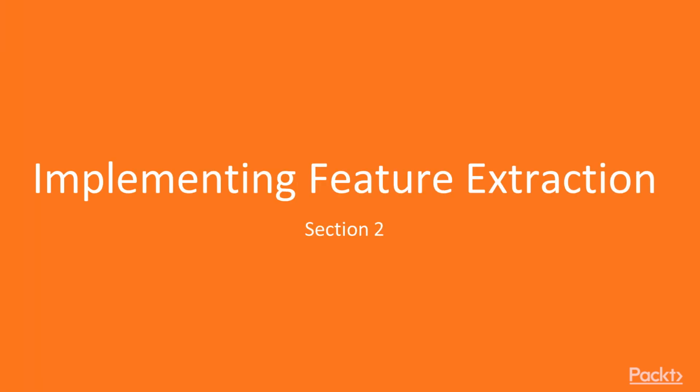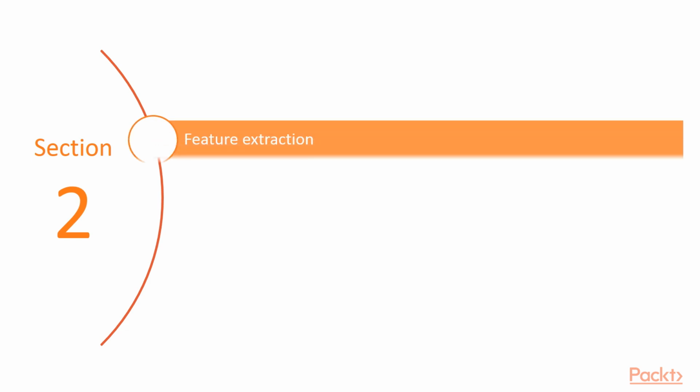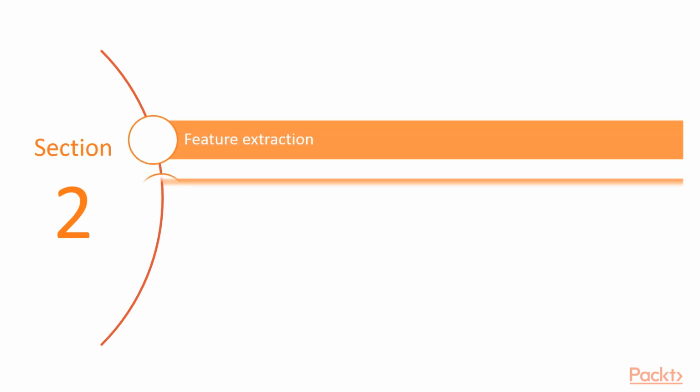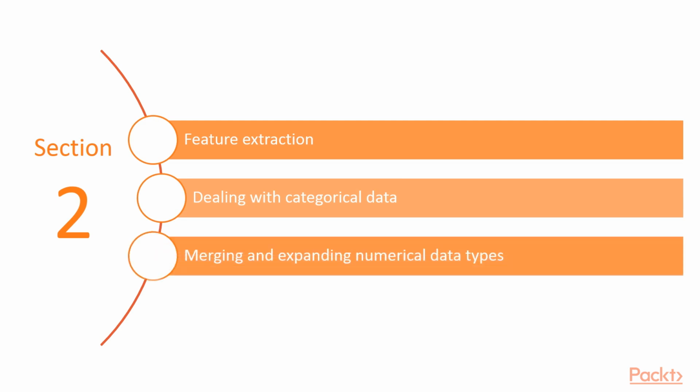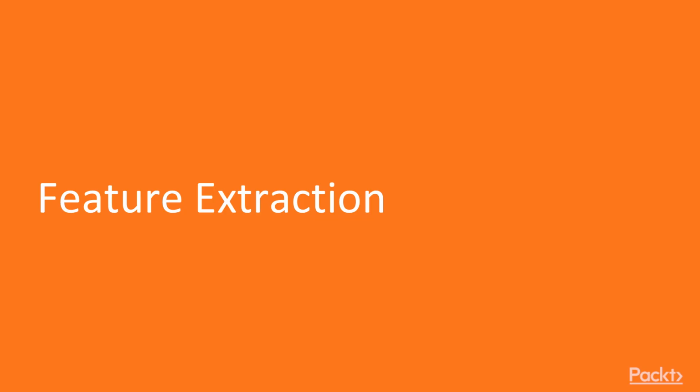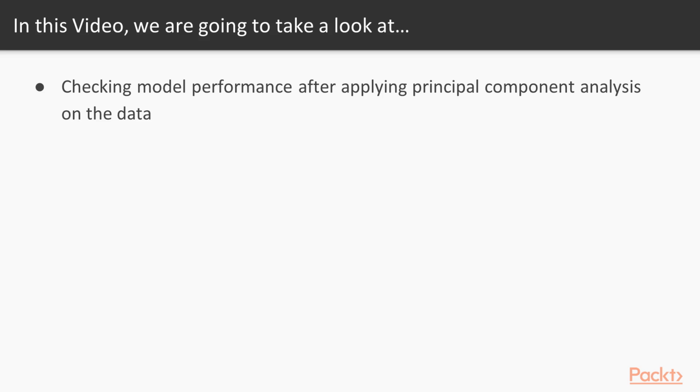Implementing feature extraction. In this section, we are going to take a look at feature extraction, dealing with categorical data, and then merging and expanding numerical data types. Let's first look at feature extraction. In this video, we are going to check model performance after applying principal component analysis, which is a method of feature extraction on our German credit dataset.